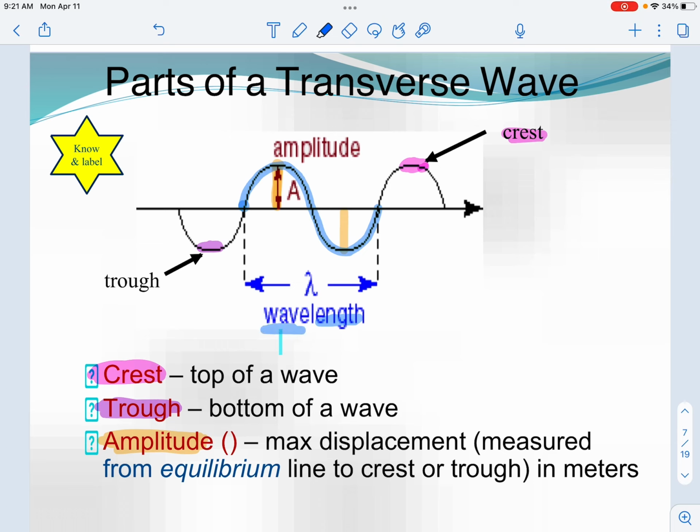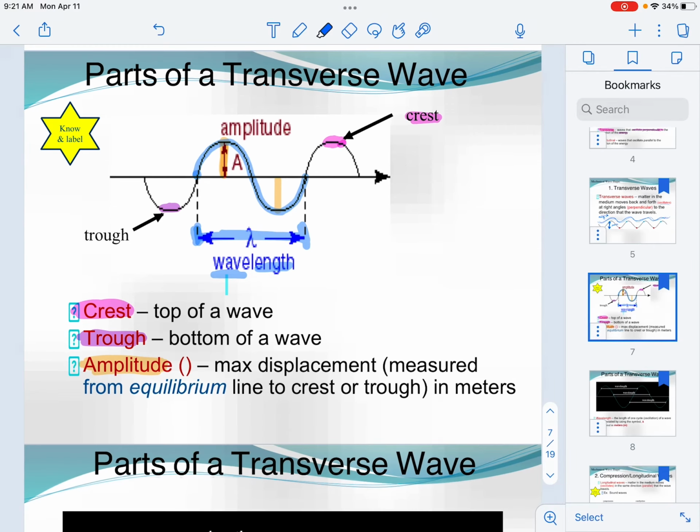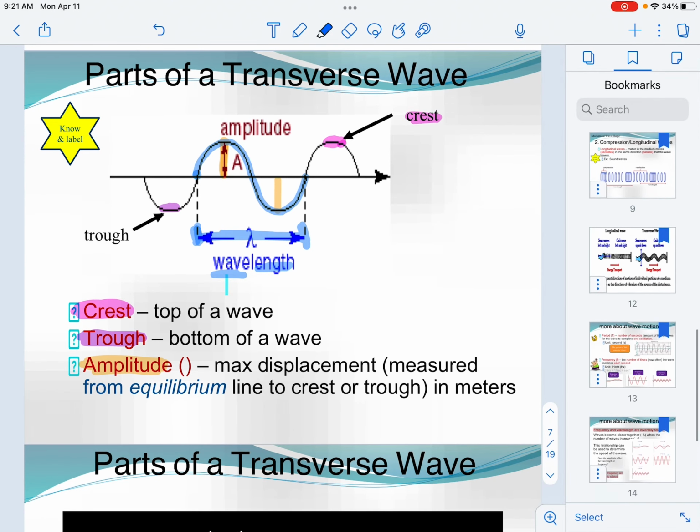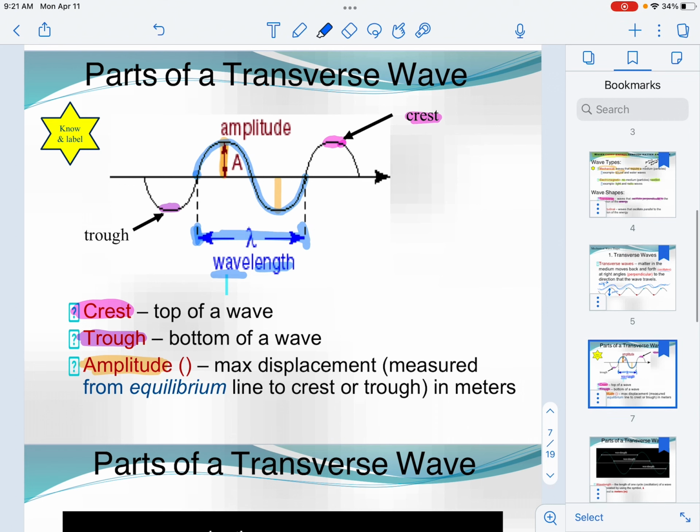So notice that it's one wave and it is a linear how far. So from here to there, how far, and this is going to be measured in meters. That's how we would mark or measure our wavelength, okay? And so this is a transverse wave.